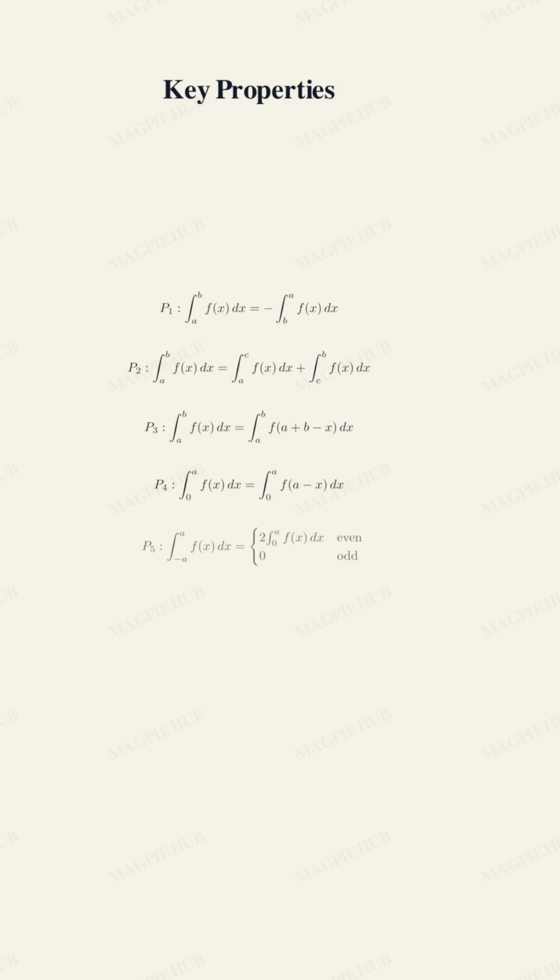Property 3, we can replace x with a plus b minus x without changing the value. Property 4 is the special case where the lower limit is 0. And property 5, for even functions the integral from negative a to a doubles, while for odd functions it becomes 0. Let us explore each one visually.